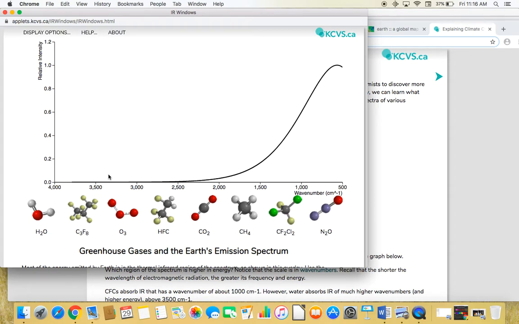Now, this is the awesome thing about this app. It can map the absorption spectra, the absorption wavelengths, I should say, of these molecules on top of the emission. So this is emission right here. The black line is emission. This line right here is reabsorption. So Earth is emitting this much, and if we didn't have greenhouse gases, all of this would go back into space. But because we have water in the atmosphere, it can reabsorb energy here and reabsorb energy here.